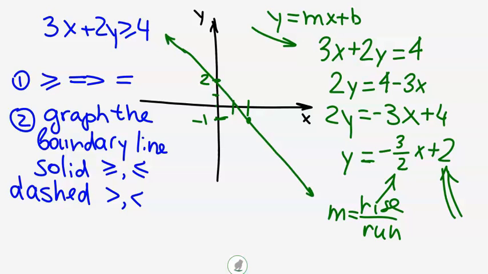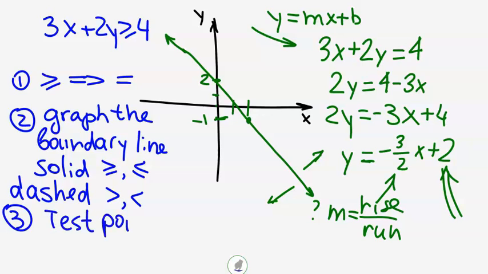Okay, very good. Now we need to decide how we shade our half coordinate plane. Do we go to the right or to the left? Do we go in that direction or this direction? So that will be our step number 3. We need to use a test point.